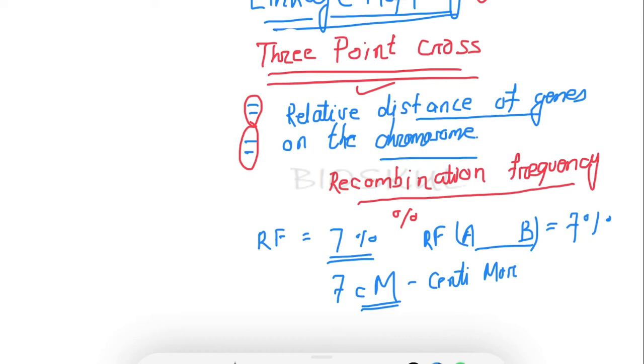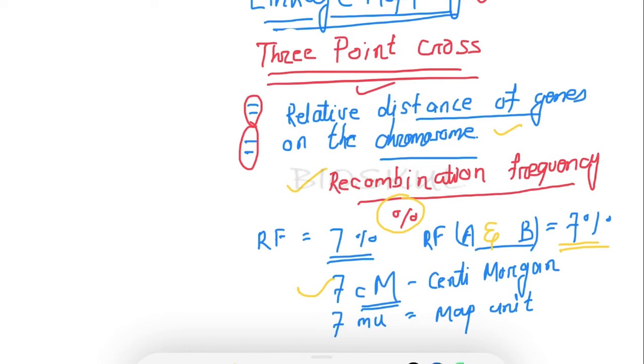The distance between genes is represented by the unit known as centimorgan, that is small c and capital M. Also, there is another unit that is used for genetic distance, that is the map unit. Linkage mapping is used to find out the relative distance of genes on a chromosome. The distance of the genes is calculated in terms of recombination frequency, and the recombination frequency is represented by percentage. Let's say the recombination frequency between gene A and gene B is 7%. Then the distance between the two genes is also the same, that is 7, but the distance between the genes is represented by centimorgan, or by map unit.